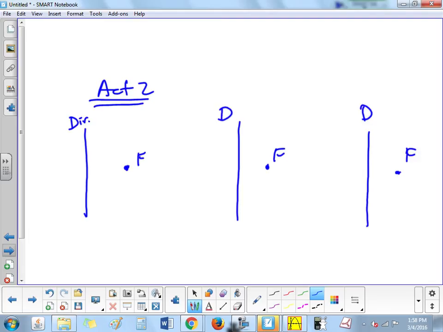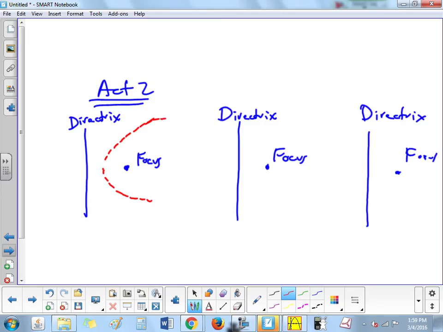Okay, so D is directrix, right? And F is what class? Focus. Focus. Okay, and we played 3 different games. In the first diagram, we drew points that were equidistant from F and D. So it actually produced a parabola like this. And what's interesting is the distance from the focus to a point is always equal to the distance from the point to the directrix.